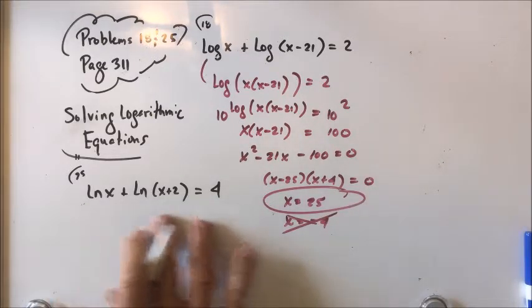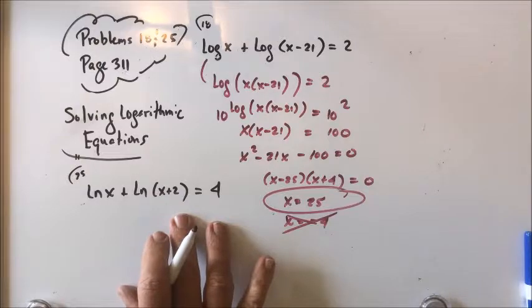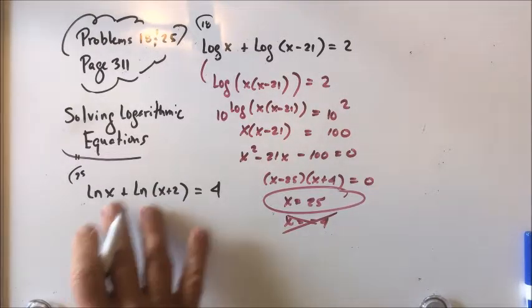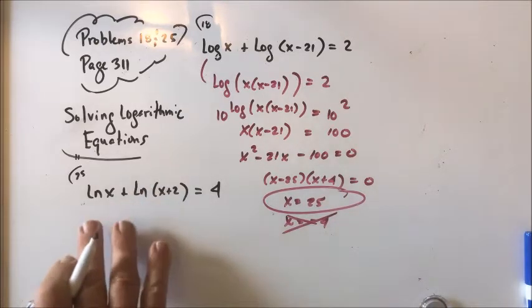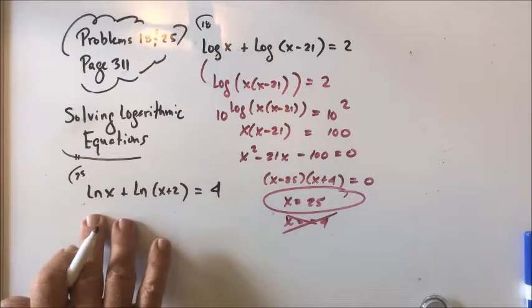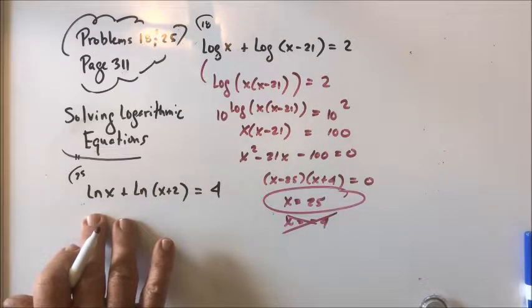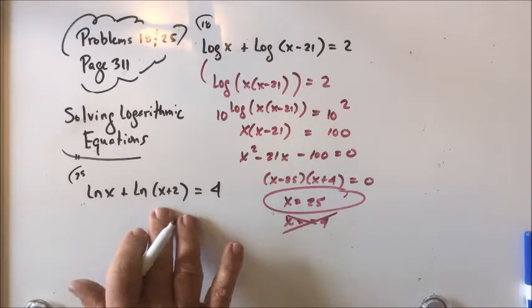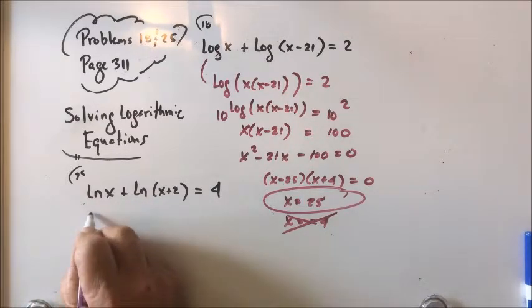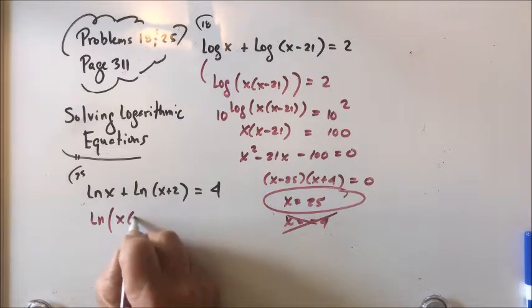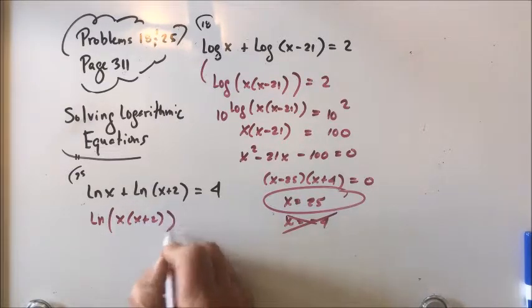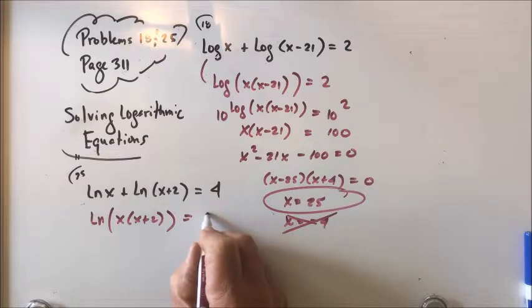Same type of thing here, set up in just the same way. This time we're using natural logs instead of log base 10. Doesn't really matter. We're going to use the fact that the sum of the logs is the log of the product. So I can write this as x times x plus 2 is equal to 4.